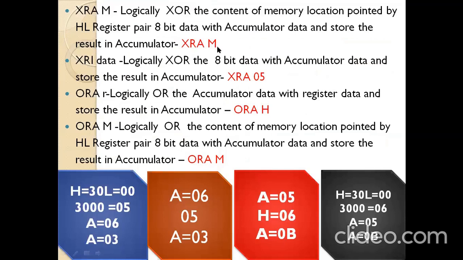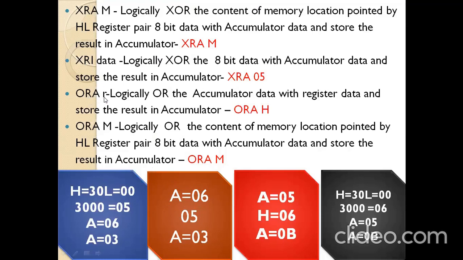XRA M. M means memory pointer. The H value is 30 and the L value is 00, so combined it forms the address 3000. The value is 5 and the accumulator value is 06. Both will do the XOR operation, and the result is 3, stored in the accumulator. XRI data: A is equal to 06 and data is equal to 5. It will immediately do the XOR operation, and the result is stored in the A register.